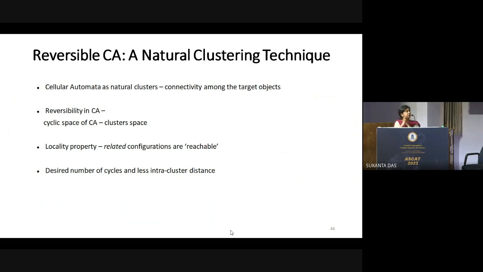This property leads us to think: can we use reversible CA for clustering? Yes. When we do clustering, we have to keep two things in mind: the desired number of clusters and less intra-cluster distance.